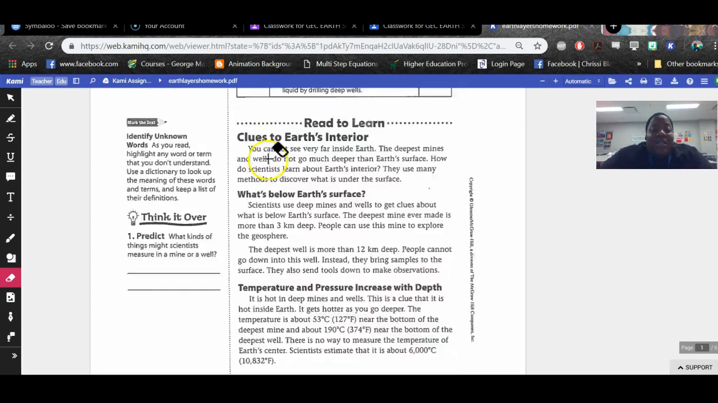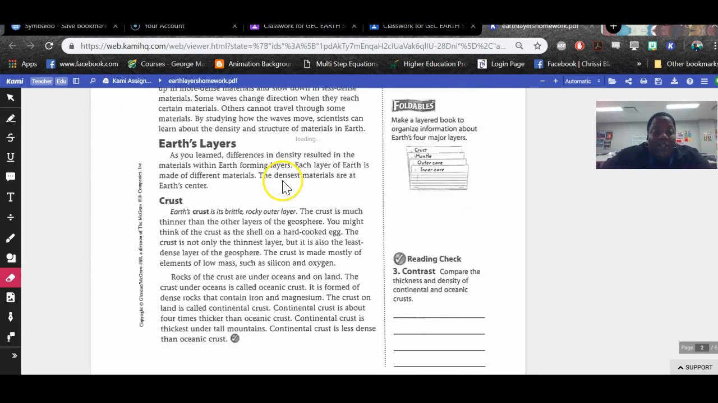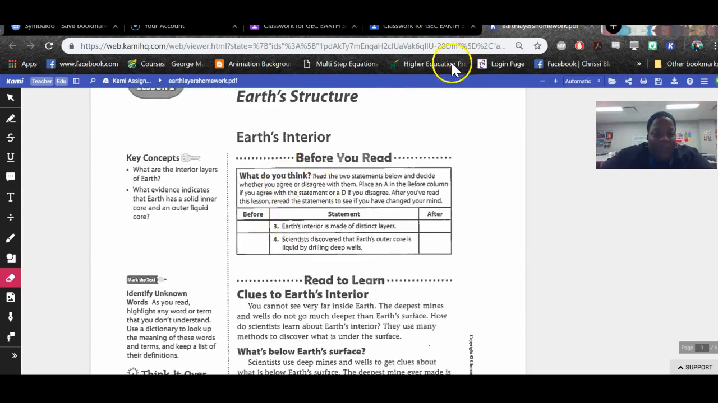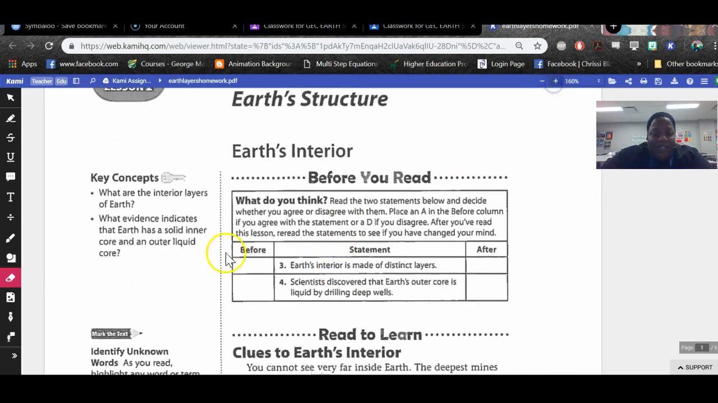All right. So here, we're talking about Earth structure. I will read and point out where you can find answers. Now, this part right here is not necessary for you to do, but some people like to do it. It's the part about what do you think before reading. It says, read the two statements below and decide whether you agree or disagree with them. Place an A in the before column if you agree with the statement, or D if you disagree. If you've read this lesson, reread the statements to see if you had a change of mind.